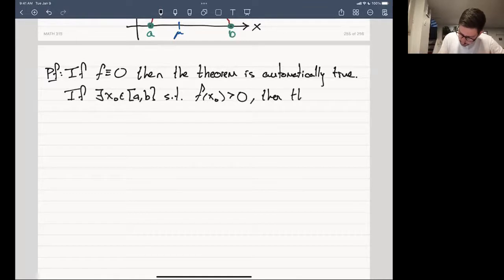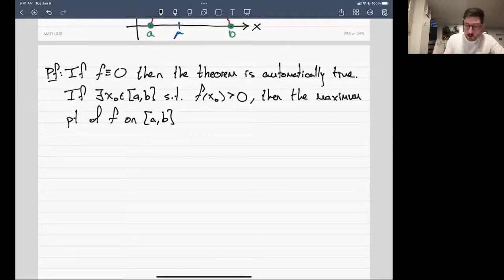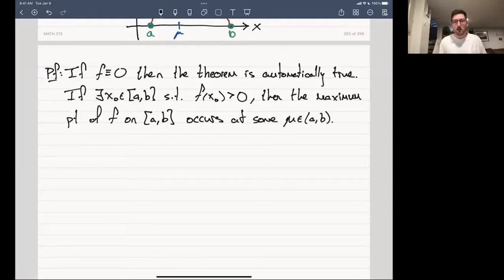Then the maximum point, right? So you eventually have to hit some maximum because you're a continuous function and you're positive. So the extreme value theorem tells you that there's a supremum here, and you achieve it. The maximum point of f on AB occurs at some mu in between A and B. It's in the interior.